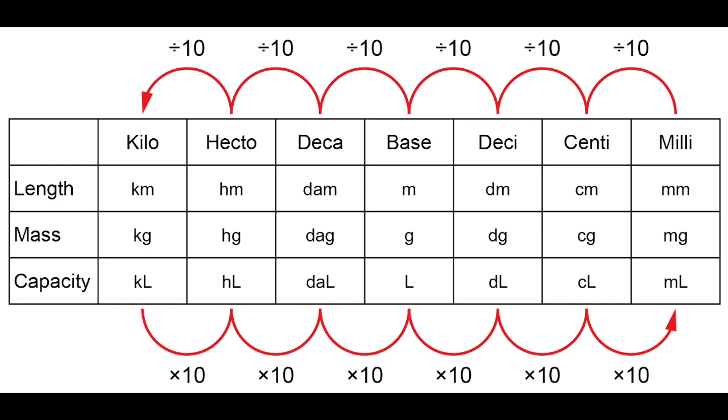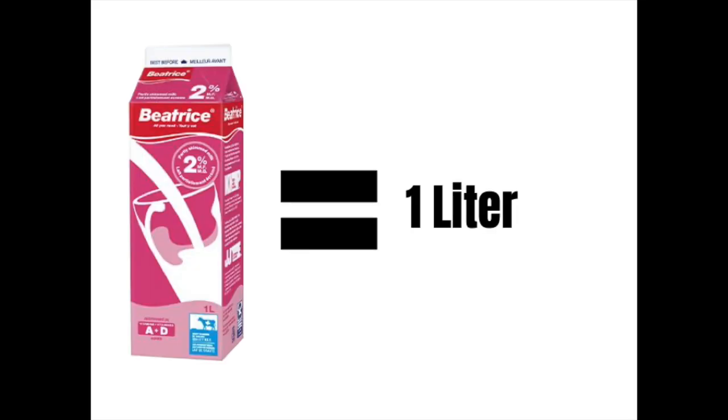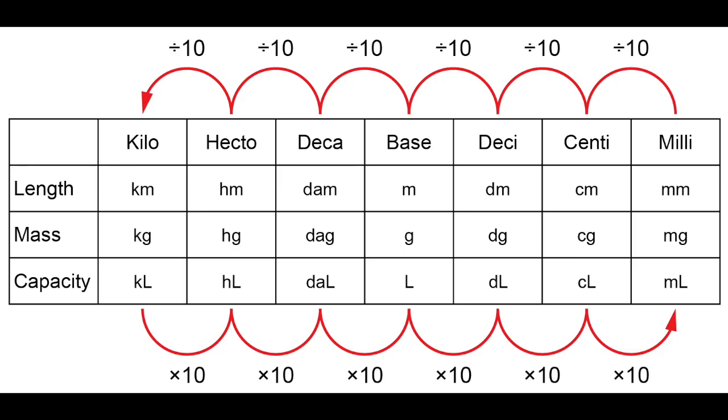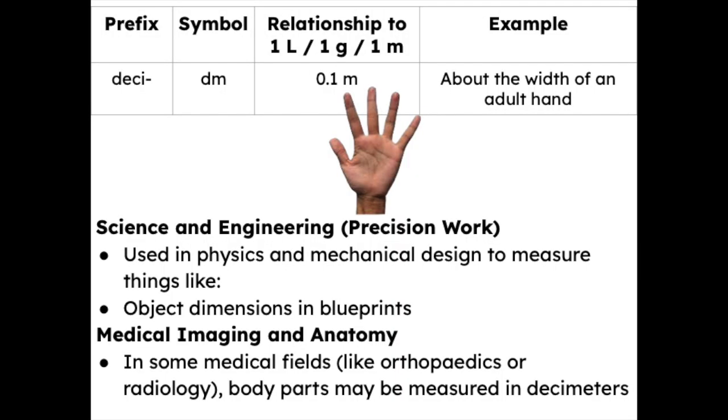After deca, we just have the base, which are meter, gram, and liter. Now we're getting into the smaller measurements, which all come from Latin origins. So deci is a tenth. Though it's not super common every day, you might see decimeters in science and engineering where they need precision. Similarly, you might see it in medical imaging and anatomy.